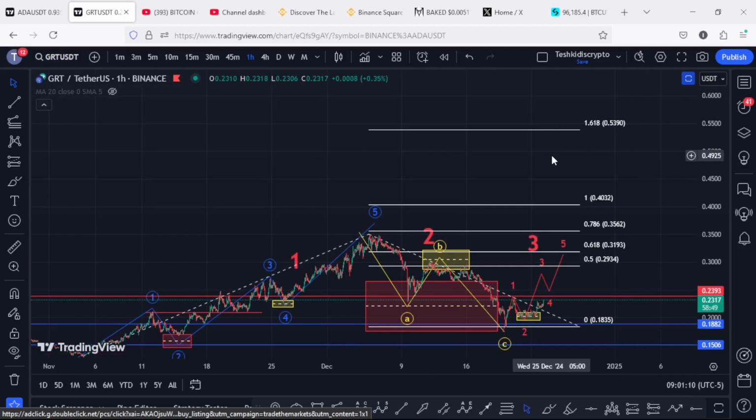So that is the roadmap that I'm expecting GRT to follow on the short term and also on the long term. And let's be patient and see how that plays out, and I will ensure you stay up to date.